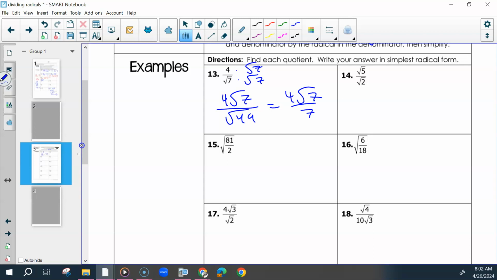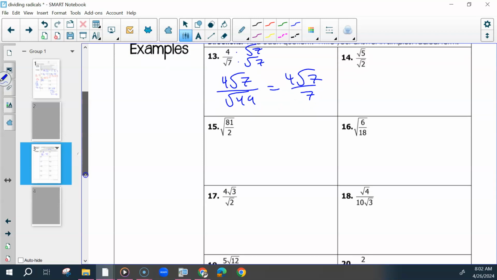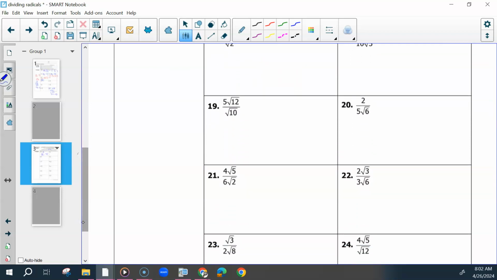Look at some others on this page. Find some other questions you want to see to go over together. Alyssa, did you have one? 19. Okay, and I'll let you guys choose. Do we want to start with rationalizing or do we want to simplify it?